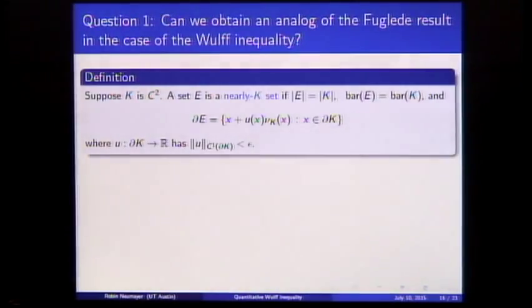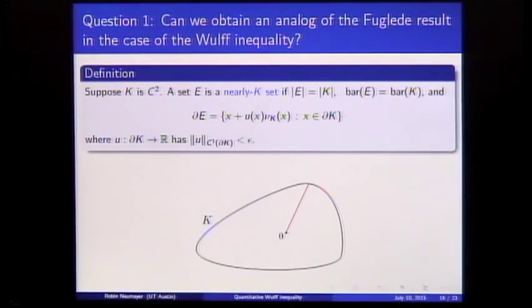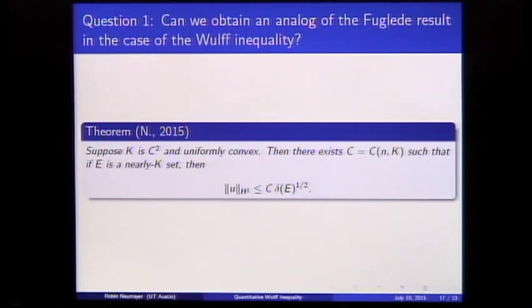So in that direction, let's define a nearly K set to be, again, okay, a set E is nearly K if it has the same volume as the Wulff shape, the same barycenter, and it's a small normal perturbation. So here we have to assume a bit of regularity on K, but so again, we go out in the x direction, continue in the normal direction, a distance specified by a function u, and in this way, parameterize the boundary of our set. So for these sets, we can show, okay, assuming that our Wulff shape is C2 and uniformly convex, then we can show that the H1 norm of this parameterizing function is controlled by the square root of the deficit.